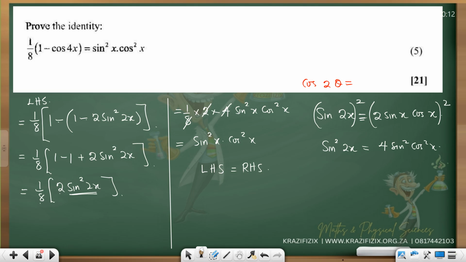You've got to pay attention to the double angles, 2x, 2x. So this is application of double angles. Please take a screenshot. You can look at this later. Somebody take a screenshot and send it to the group.